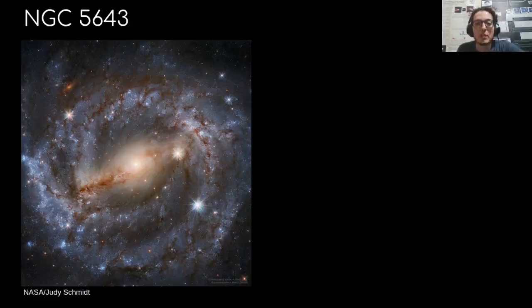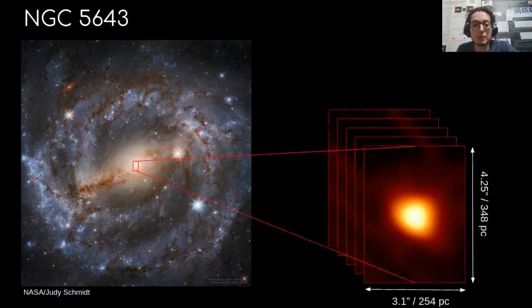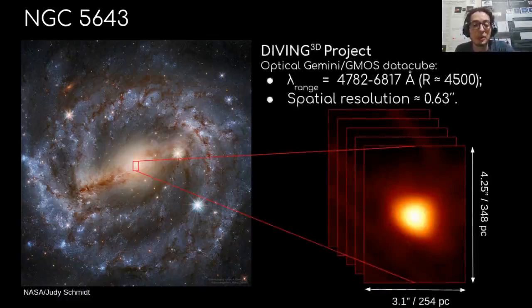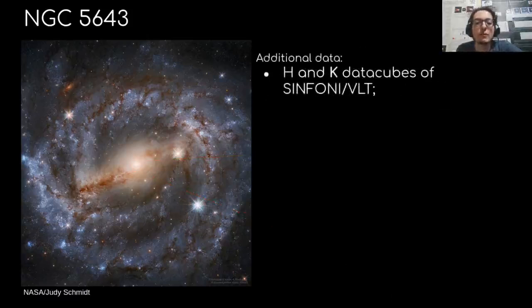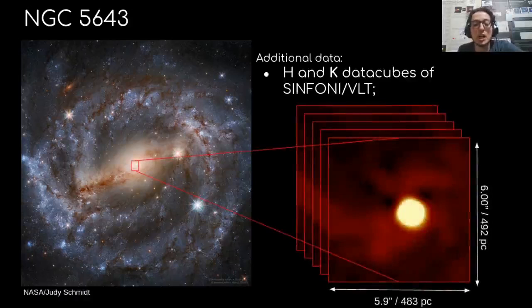My project is about this beautiful spiral galaxy NGC 5643. I am interested in the central emission. I have data from the central 300 parsecs that makes part of the Diving 3D project, observed with the instrument GMOS on the Gemini South telescope. I also have two other data cubes in the near infrared that come from the instrument SINFONI in the Very Large Telescope that covers the central 500 parsecs of the galaxy.